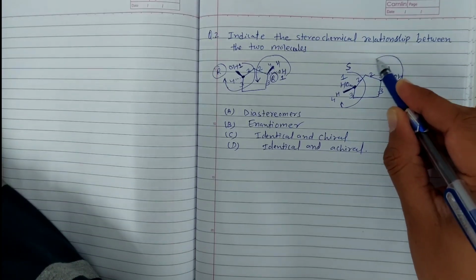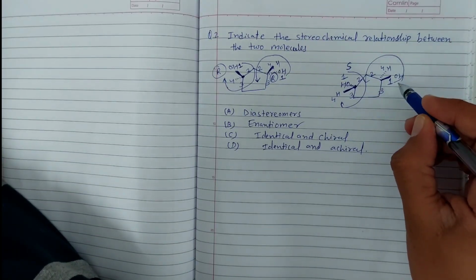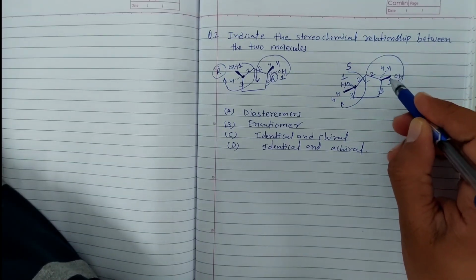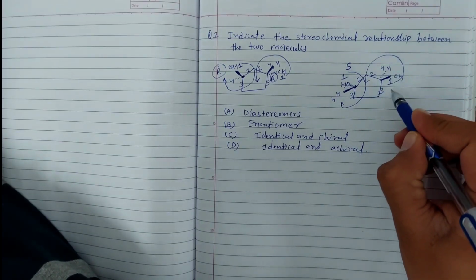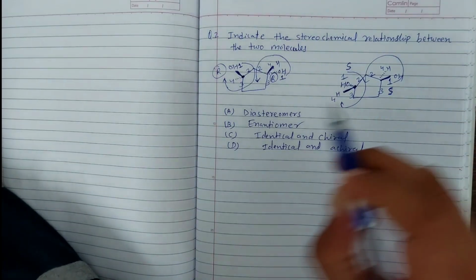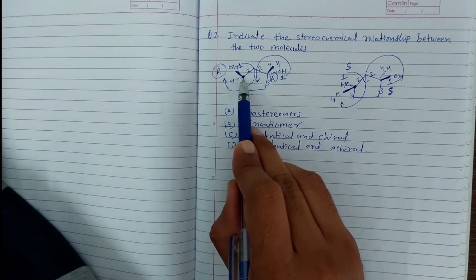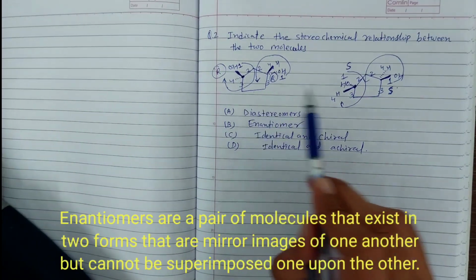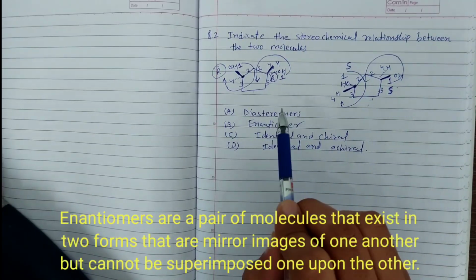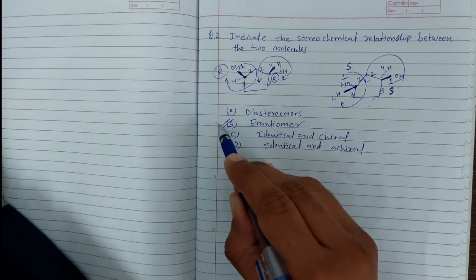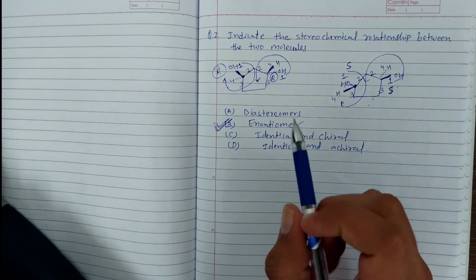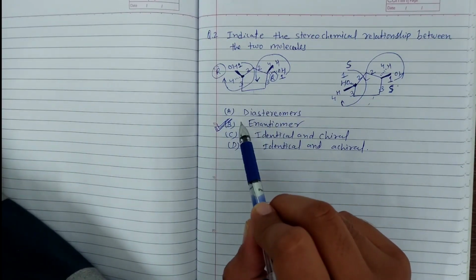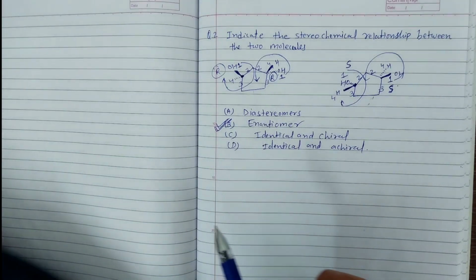So here you can see this is anti-clockwise. Anti-clockwise means S, and the least priority number is below the plane, that's why the configuration will remain the same, so it is also S. So the configurations are R and R on one molecule, and S and S on the other. That means the relationship between these two molecules is enantiomer. So option B will be the correct answer. Now in the comment section, tell me what will be the configuration of these carbon atoms if these are diastereomers. Tell me in the comment section.